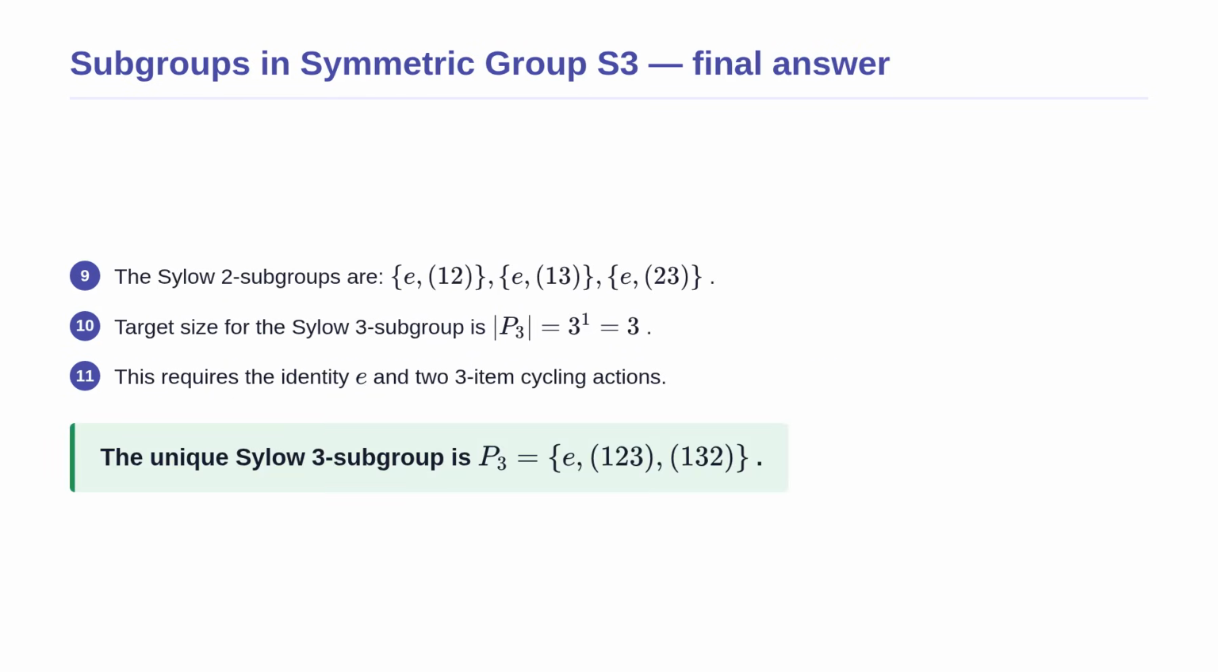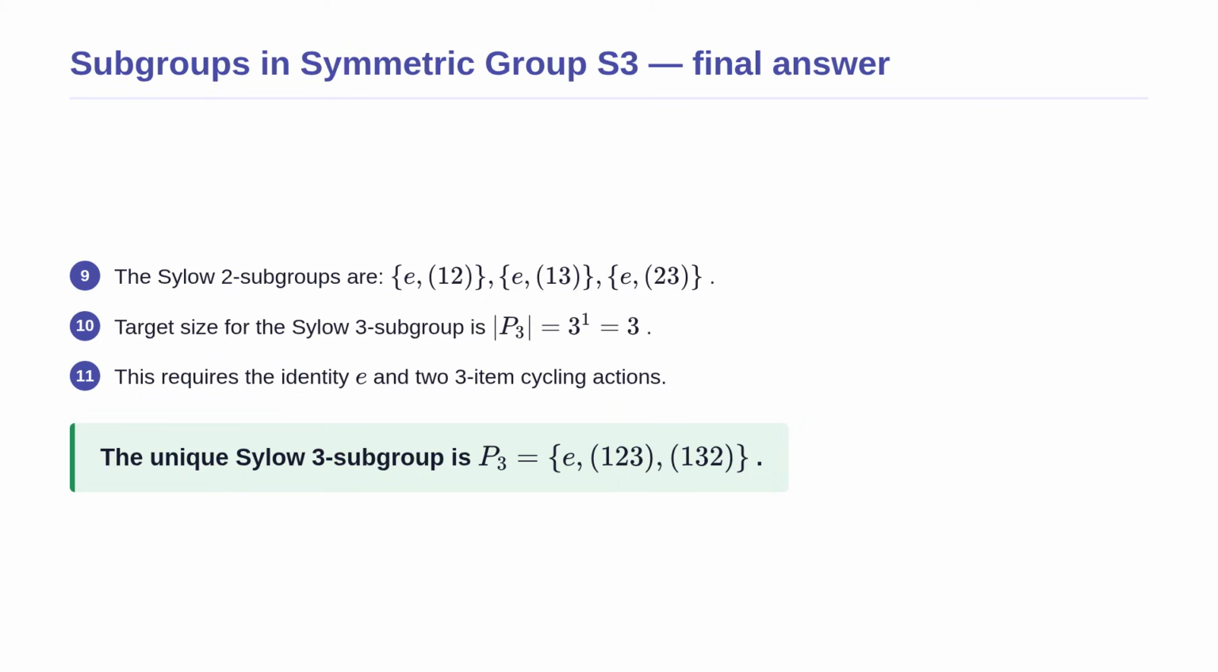Let us write down our final subgroups. Here, we list the actual Sylow 2 subgroups found inside the main group. The symbol E represents the identity element, while numbers in parentheses represent swapping those specific items. Interestingly, we find 3 different subgroups that fit the criteria perfectly, which is completely normal in group theory.